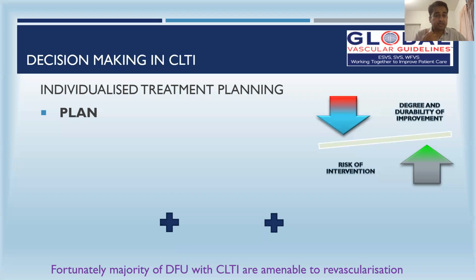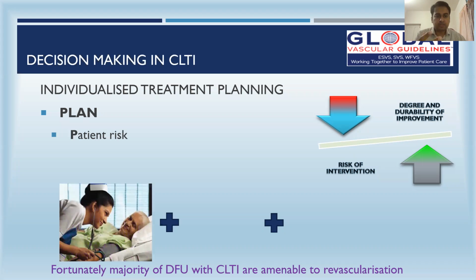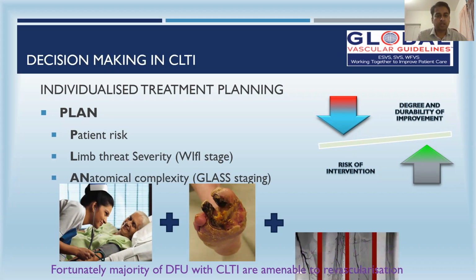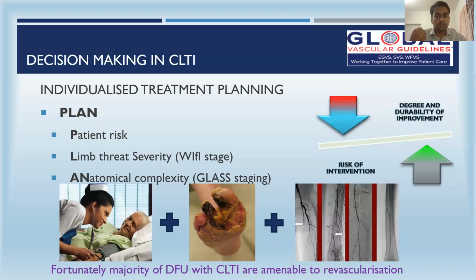Now, finally, how do we decide when to treat and how to treat? The Global Vascular Guidelines has brought in a very nice acronym known as PLAN. Our intention is to give a good, durable, and useful treatment to the patient without adversely affecting the risk to the patient. So we look at the patient risk, that is the P, the limb severity, the L, that is the WIfI score, and finally the anatomical complexity that the angiography shows. Based on the combination of these three, we decide whether we can treat the patient and what modality of treatment we can offer.